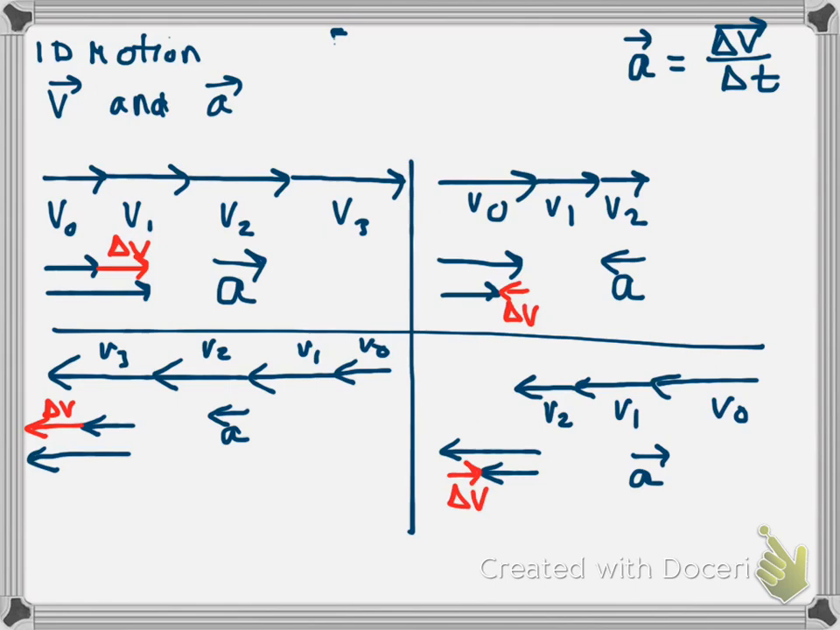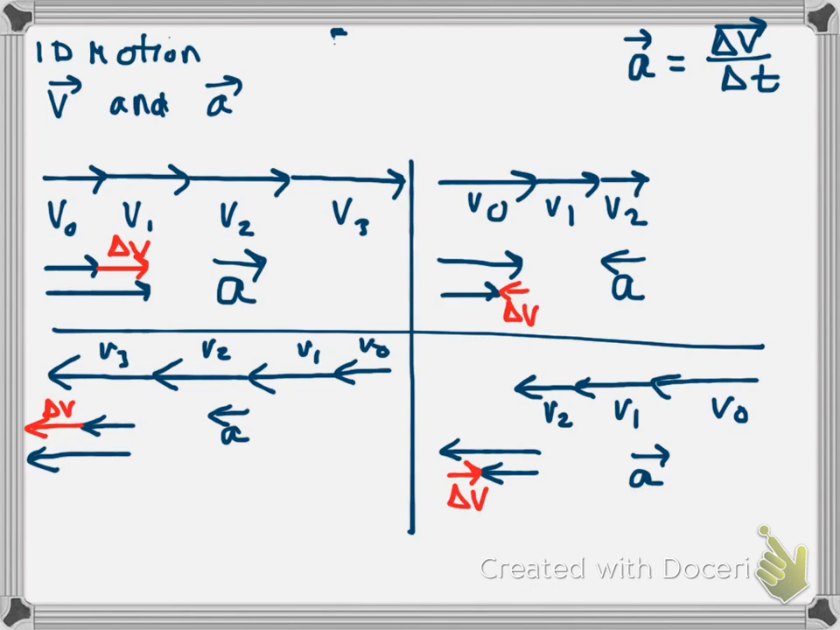Do we see any pattern between the velocity and the accelerations? I see two cases on the left where velocity and acceleration are in the same direction. In the top left example, they're both pointing to the right. In the bottom left example, they are both pointing to the left. What happens to the object when V and A are in the same direction? Constant speed or changing speed? It's got to be changing speed. And is the object speeding up or slowing down? Well, in both of those cases, the object is speeding up.